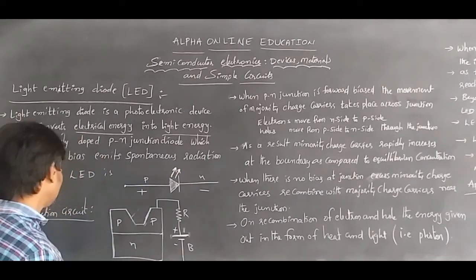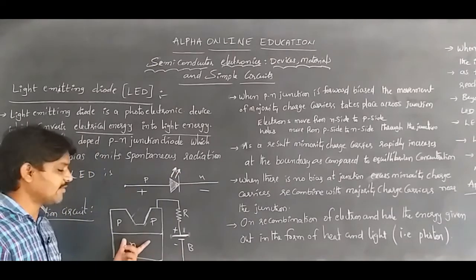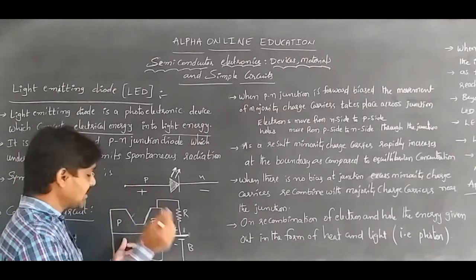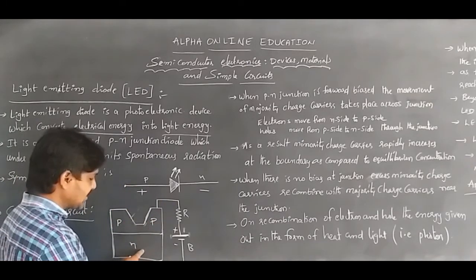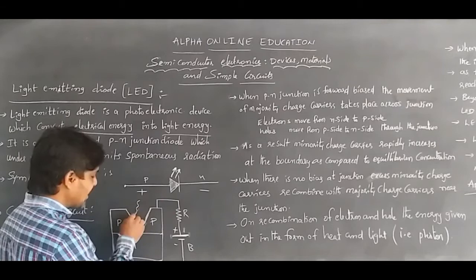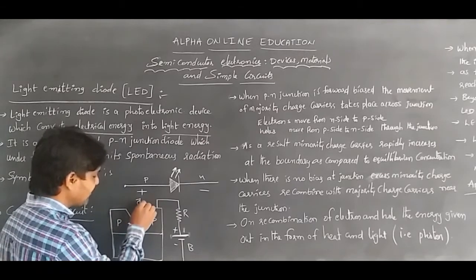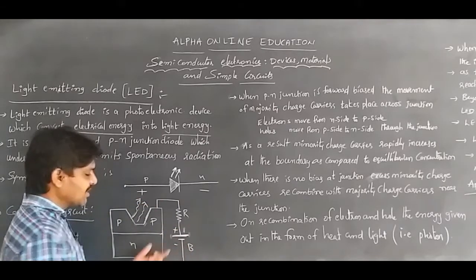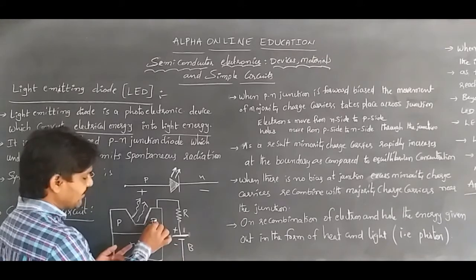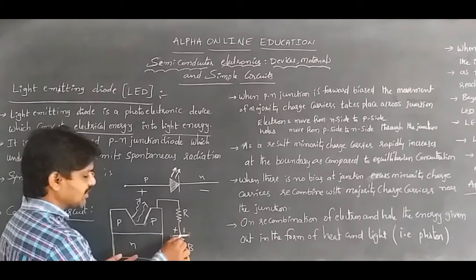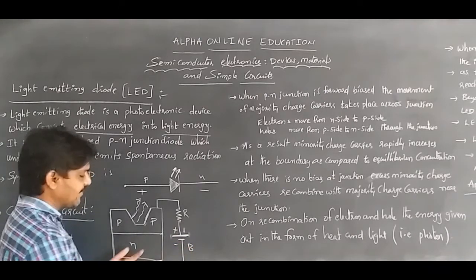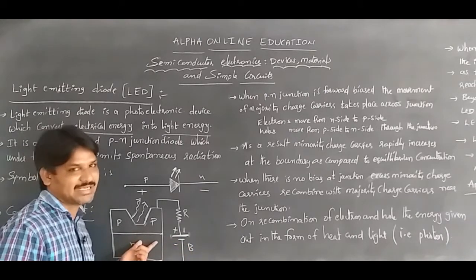This is the circuit. This is the P type material and this one is the N type material, and light is emitted from here. Whenever we connect the battery, it is forward biased, meaning the P type semiconductor is connected to the positive terminal of the battery and the negative terminal of the battery is connected to the N type material. That means it is forward biased.